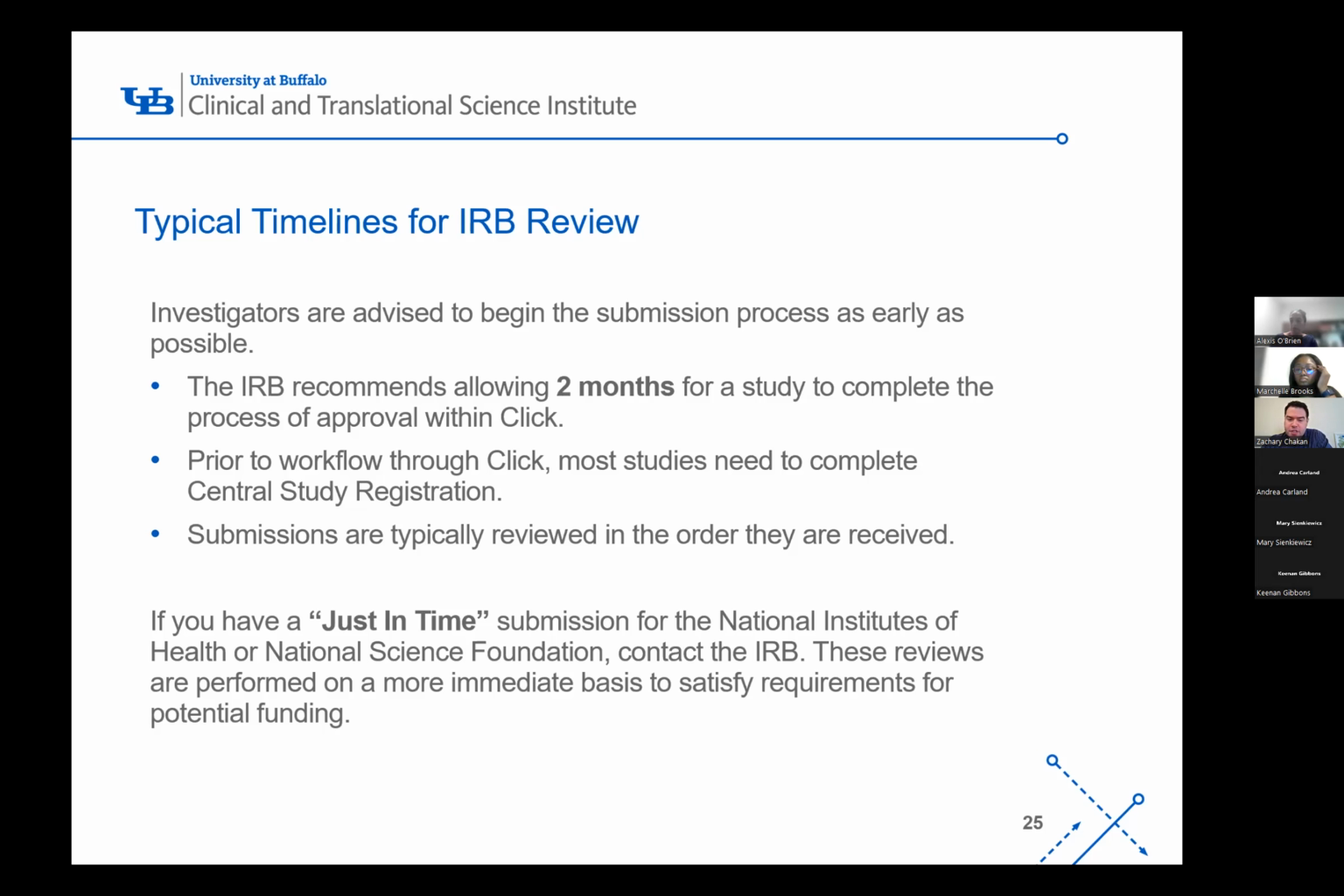Typically submissions are reviewed in the order that they're received by us, what we call our queue. We try to go to the oldest submitted studies first. If you have some type of urgent situation involving funding, or if you're a student with time constraints, you can always email the IRB or our director, Rich Corrales, to ask to jump the line, if you will. But it has to be a very valid reason. You definitely can do that if you need to.